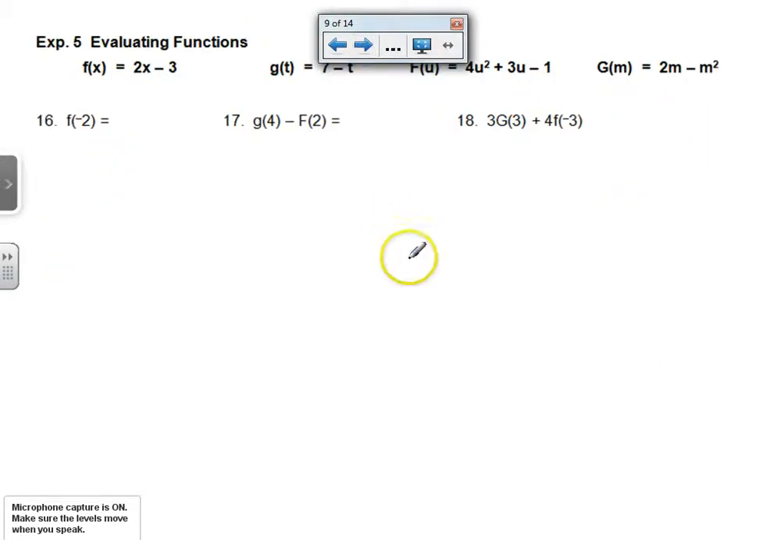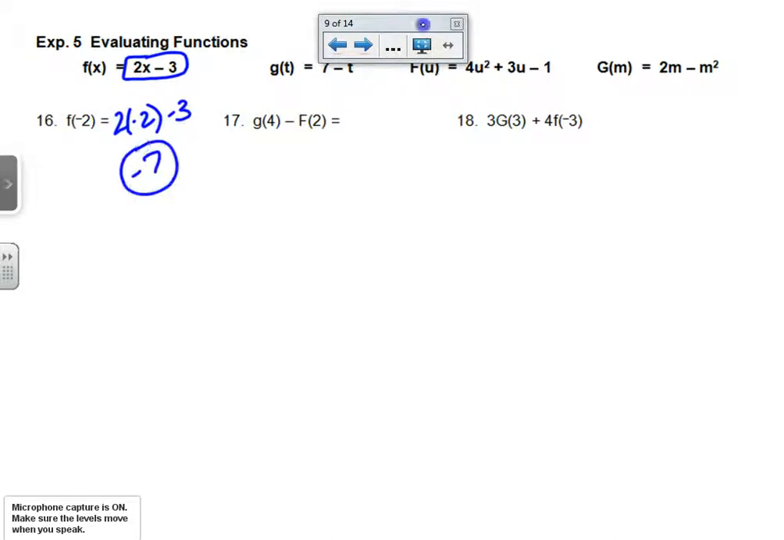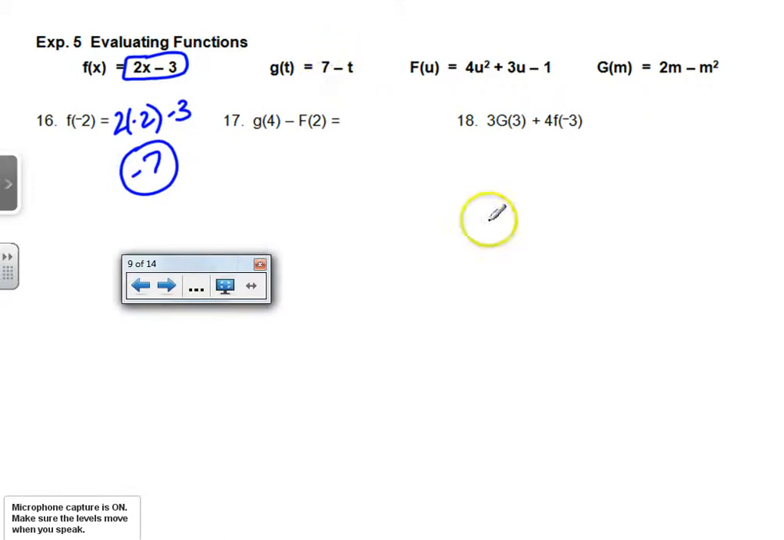Okay, evaluating functions. This function notation means take function f and plug in or evaluate it at -2. So 2 times -2 minus 3 is -7. The next problem has two different functions. I want you to start with g of 4, and then eventually go to f of 2. So if I find g evaluated at 4, I think I get the number 3. And then f evaluated at 2 gives me the number 21, and 3 minus 21 is -18.